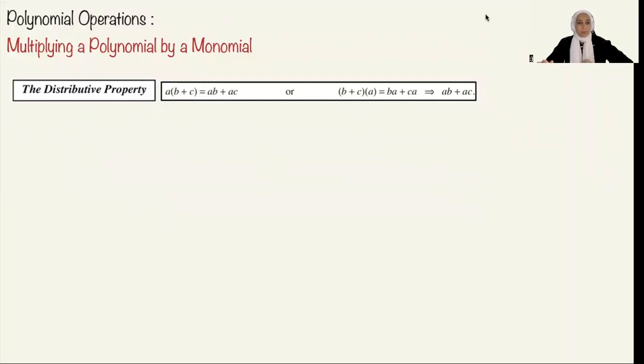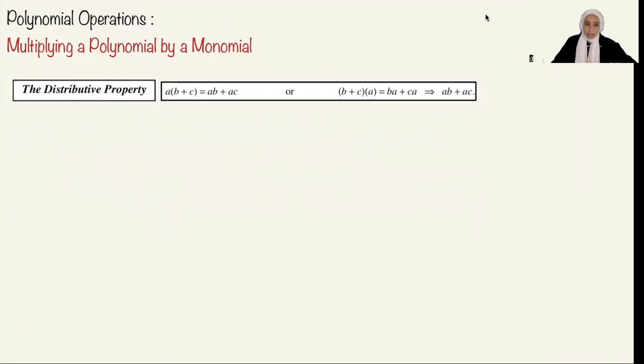So we're looking at polynomial operations, and we're talking about multiplying a polynomial by a monomial. Now, we've done a video where we've introduced everything you need to know about polynomials and monomials. So if you feel like you're starting this video and you're not really aware of what a polynomial is, please go and watch that video first. So let's have a look at what we need to do when we're multiplying a polynomial by a monomial.